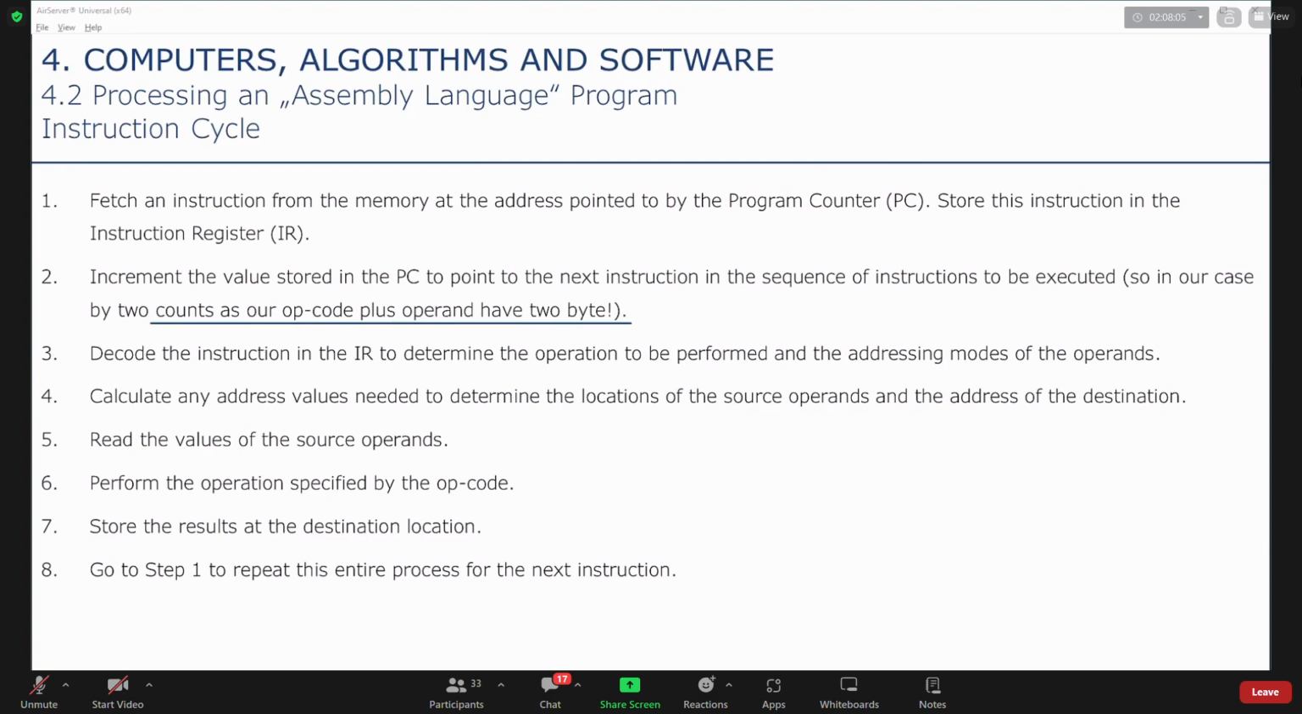Then decode the instruction in the instruction register to determine the operation to be performed and the addressing modes of the operands. So you're decoding what you have in the instruction register, then you're calculating the values needed to determine the locations of the source operands and the address of the destination. Then you're reading those values, you perform the operation specified, and store the result in the designated location. And then you go to step 1 and do the same for the next command.